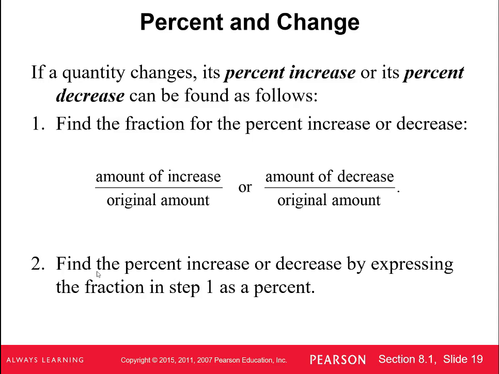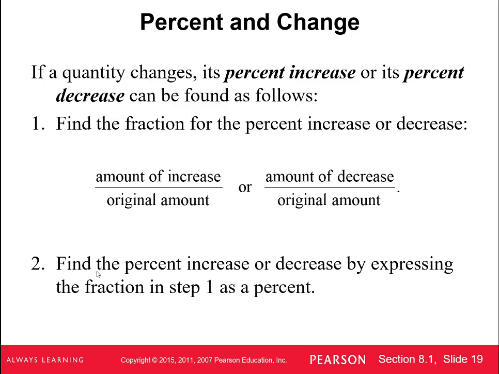In this video, we're going to talk about how to find the percent increase and the percent decrease of something. If a quantity changes, and a quantity could be something like population or price, it's just an amount of something, the percent increase or the percent decrease can be found using one of the following formulas, which are just fractions, they're just division problems.